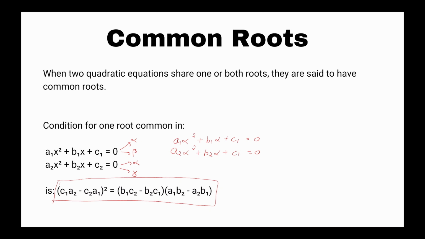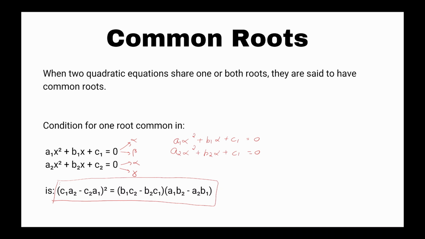So you must remember this condition. Based on this condition, you can find out your common root. So if you remember this condition, it would be easier for you to find out the relation between these two quadratic equations, and then you can find out whatever unknown variables have been given to you in the question, right? So this is the condition for finding out one common root.